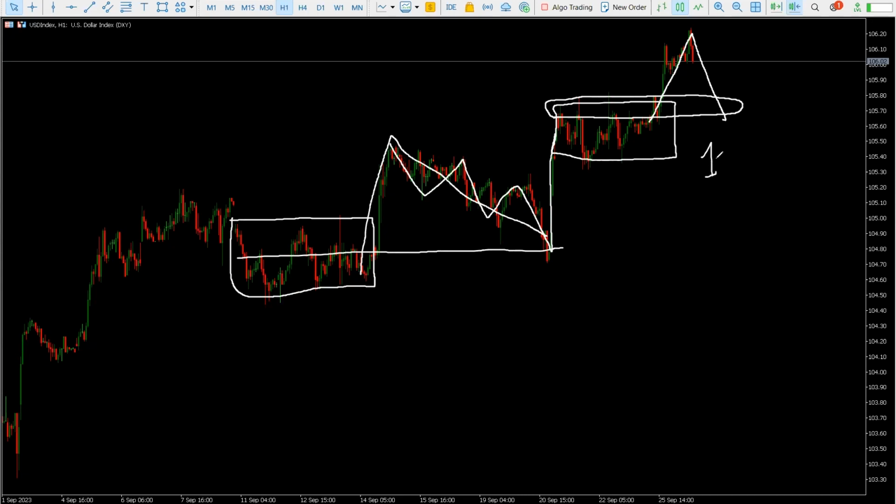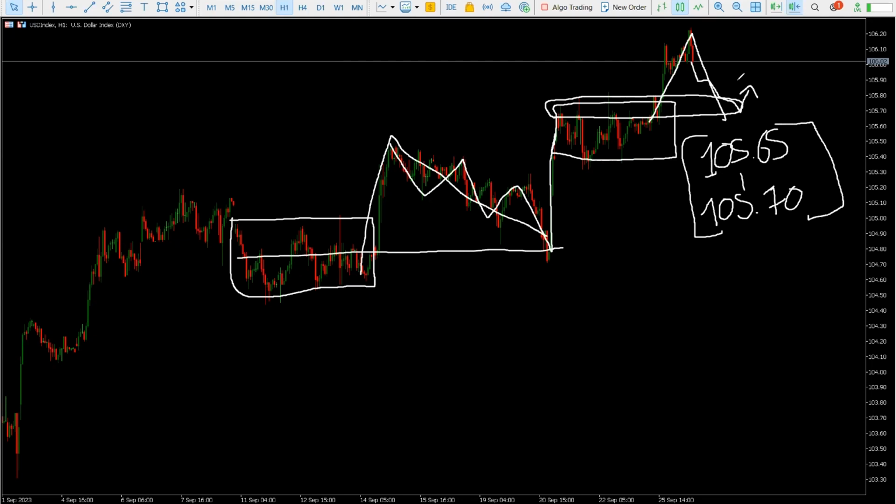105.6, 105.7, right? So this would be my range for now. I guess we can come back slowly to this area, but continue to go up.